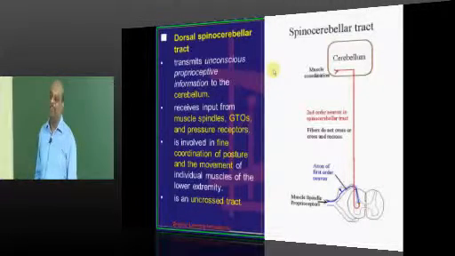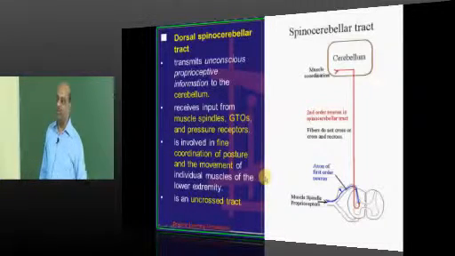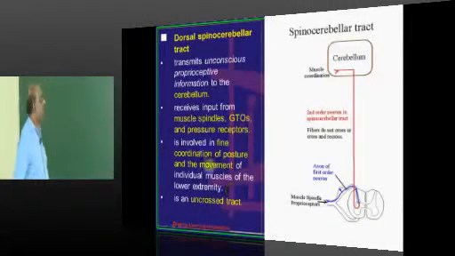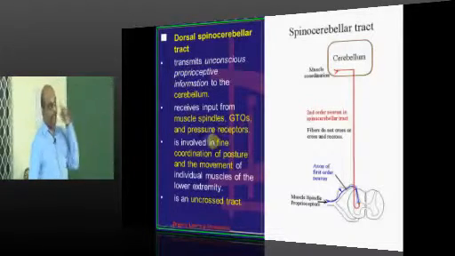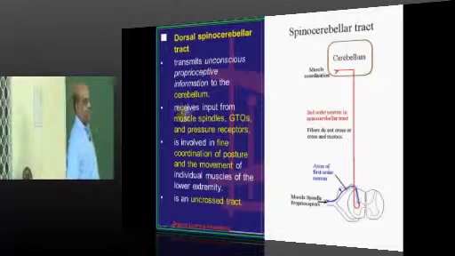After a little time, within about 1.5 hours, we get adjusted. We don't know that we are touching the table also, right? So that unconscious proprioceptive information must be told to the cerebellum, and that is the purpose of the spinocerebellar tract.